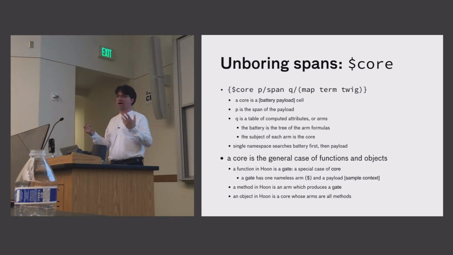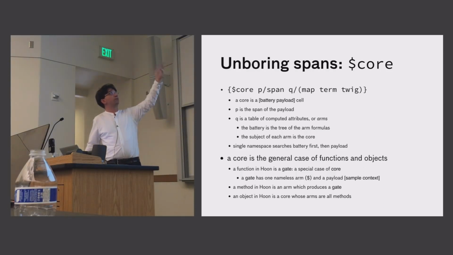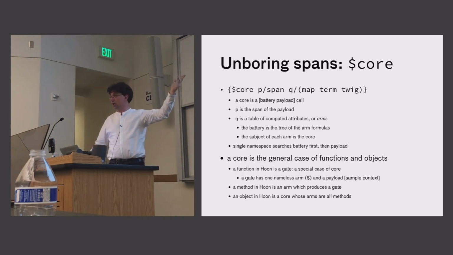So there's no separate namespace for data and for code. If you're looking for foo on a core, and the core doesn't have foo, there's no foo in the battery, then it goes in and says, oh, well, let's look in the payload. Let's descend down the tree. Notice also, again, that there is no attempt to create a type signature here. So this is just a map of a term to the twig. Twig is a source expression, and that's in the type.